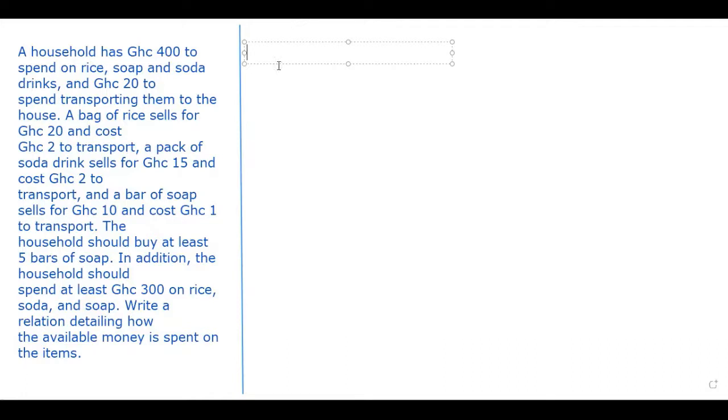Three. Okay, so when you are defining decision variables, let x1, x2, and x3 represent the number or quantity of. Yes, so we are interested in the quantity, not the item itself. So number of what? Soap, soda, and what? Drinks. All right. So first of all, x1 is for rice, x2 is for soap, x3 is for what? Soda.